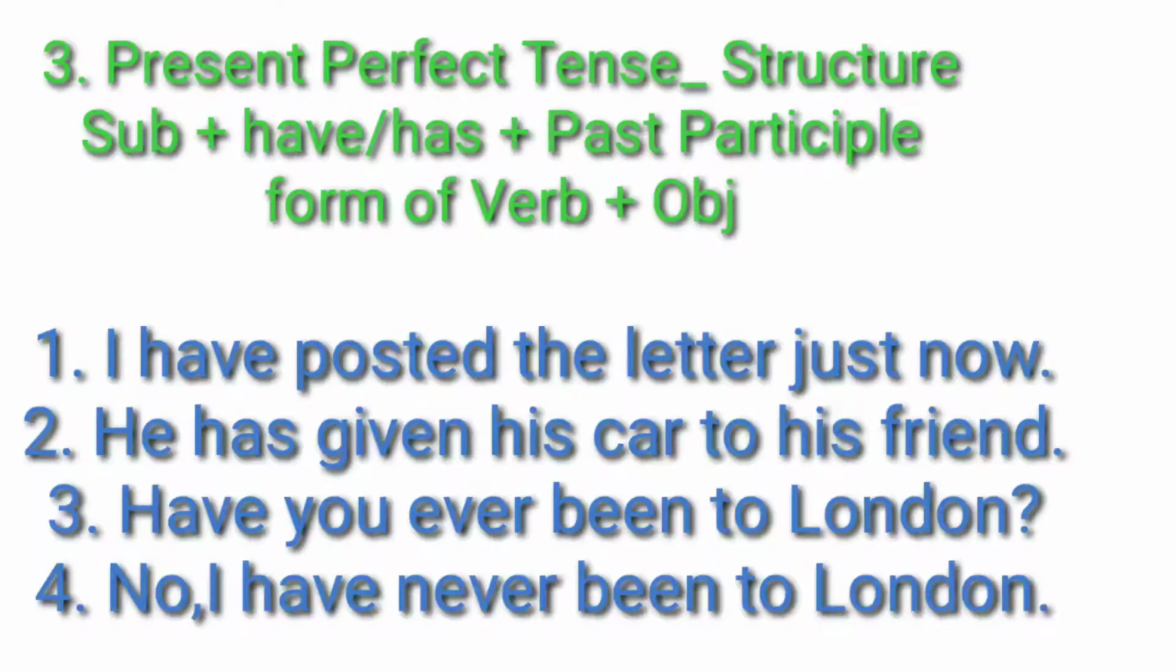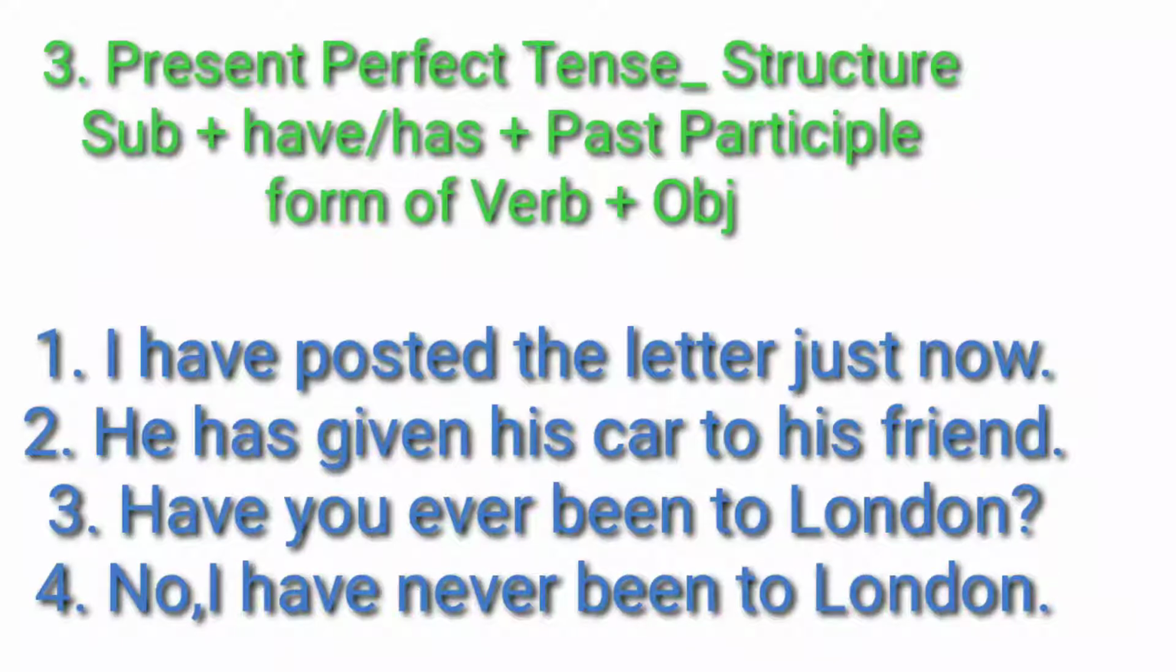Third one, present perfect. When do we use present perfect tense? Present perfect indicates just a completion of action. Now let's observe present perfect tense and its structure. Subject plus have or has plus past participle form of verb plus object. This is the structure of present perfect tense.